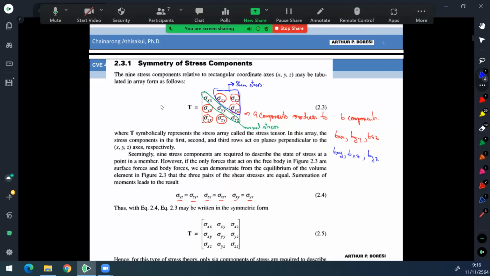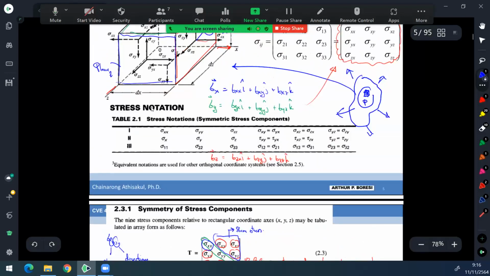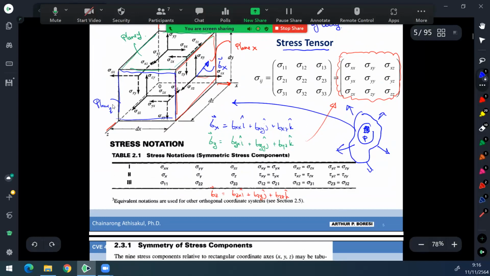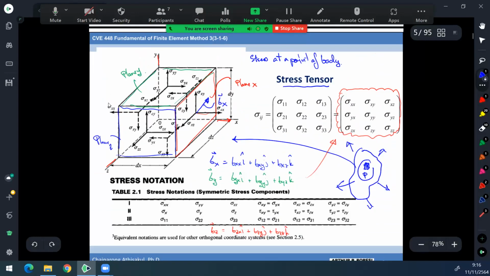Okay, remind you that in sigma ij, i represents the plane and j represents the direction. So according to this notation, sigma x means the normal stress along the plane x. Okay, normal stress along the plane x, that is like this. This is this component.